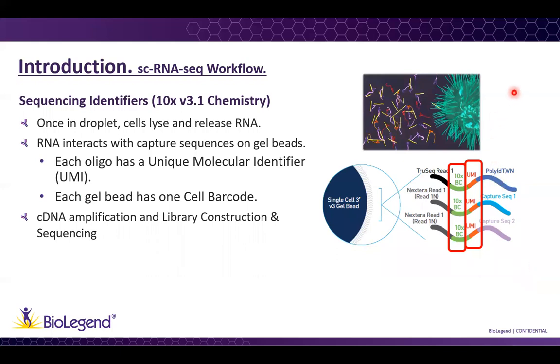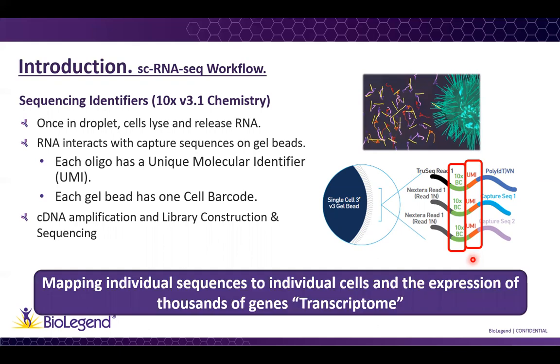Once in the droplet, the cells lyse and they release the RNA. Then this RNA interacts with capture sequences on the gel bead. And you can identify each RNA event because each capture oligo or sequence gets a unique molecular identifier or UMI. Then the next steps involve cDNA amplification, library construction, and sequencing. This way, we can map individual sequences to individual cells and have the expression of thousands of genes per cell, which is the cell transcriptome.